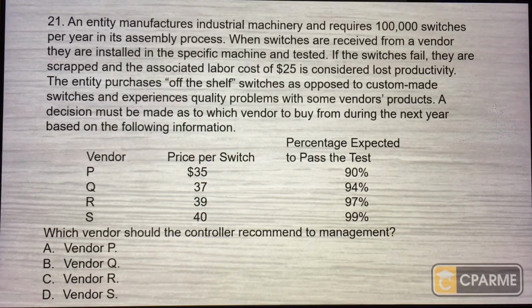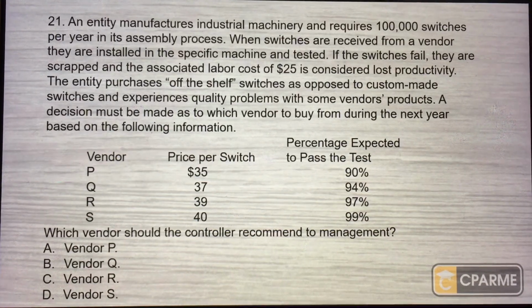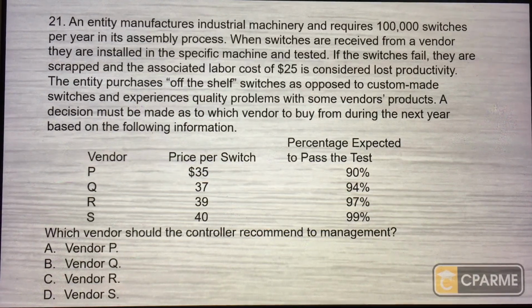Same thing will follow with Q, R, and S. So for Q, 94%, so 100,000 times 94% times 37. And then the scrap is 100,000 times 6% times 25. Same as with R and then S.